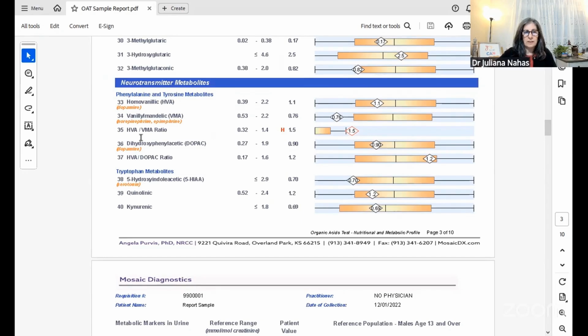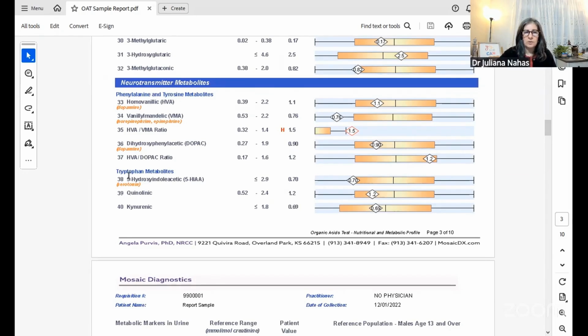And you can even see the HVA to VMA ratio is elevated. So again, it's telling you have more dopamine to norepinephrine. So there's definitely an imbalance. I do look at DOPAC and HVA to DOPAC ratio, if there's a marked lowering or increase, but in this case, it's still okay. So I'm not going to worry too much about those right now.